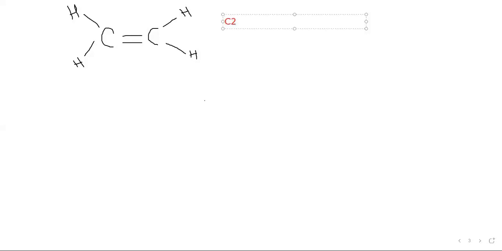C2H4 is in accordance with the general formula for alkenes. It is obeying the general formula for alkenes, which is CnH2n. You can see as many carbons, double the hydrogen. So the name is ethene. Eth means two carbons, en means alkene. It's a two-carbon alkene. Let's move to the next one.